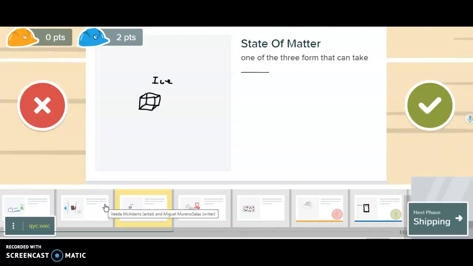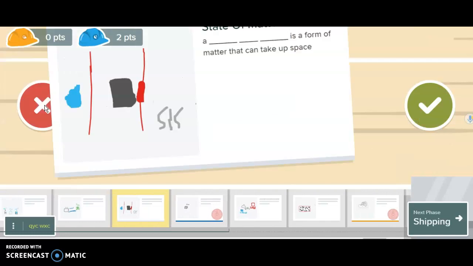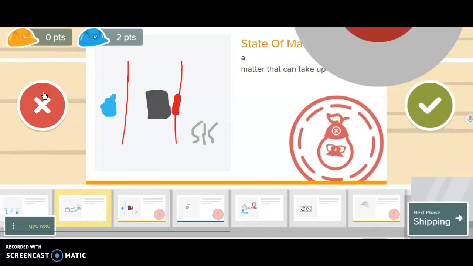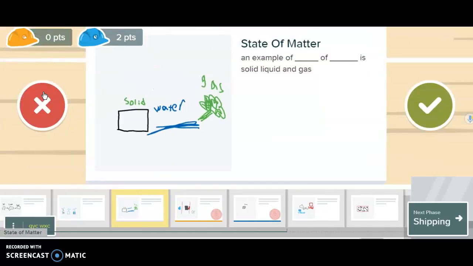One of the three forms that matter can take is not necessarily the entire thing there. I need to get a little bit more on that. A blank is a form of matter that can take up space. Let's see if there's a better one than that. An example of blank is solid, liquid, and gas. The state of matter, that's actually pretty good because solid, liquid, and gas are states of matter.